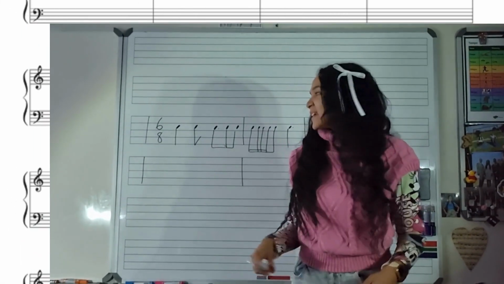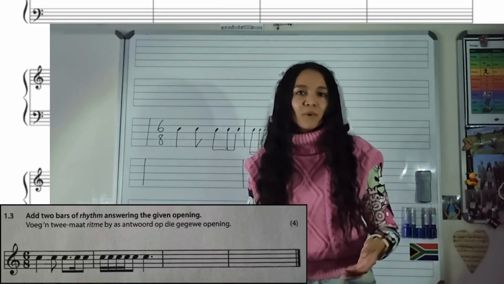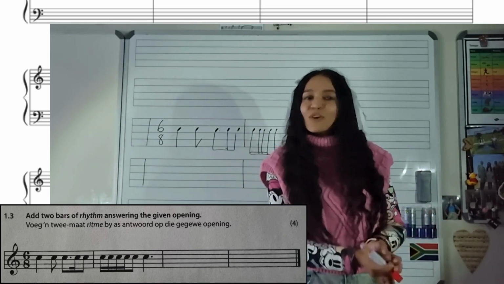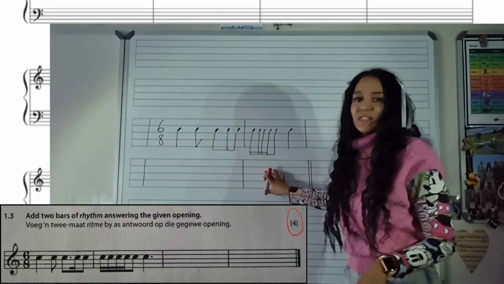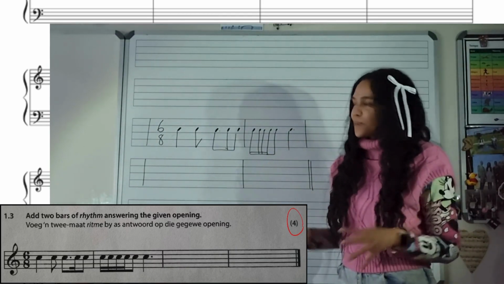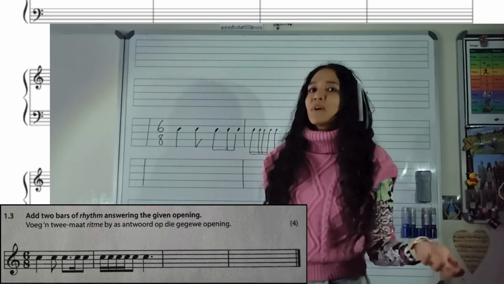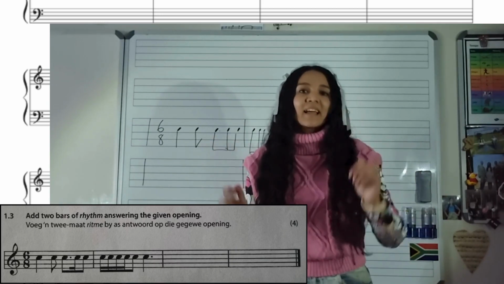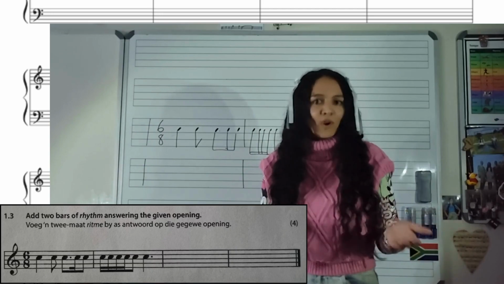In 1.3, they give us 2 bars of an opening rhythm, and we are asked to add 2 bars to complete the rhythm. So they do allot us 4 marks here. What we need to do is just add 2 bars, and then we need to phrase our music accordingly. Now, we don't have to go ahead and be a dramatic composer here. We want something short and sweet and regularly phrased. We want something cohesive because we only have 4 bars here. We can't go crazy.